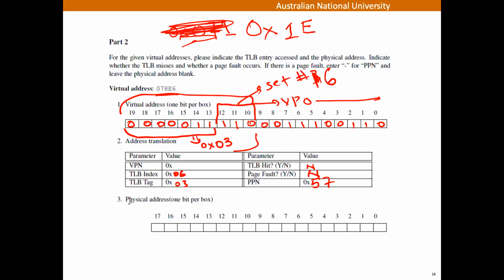Now the next question is okay, this is good. So this is my physical page number. Help me fill out this address. What's the physical address corresponding to this virtual address? So this is the virtual address. What is the physical address?